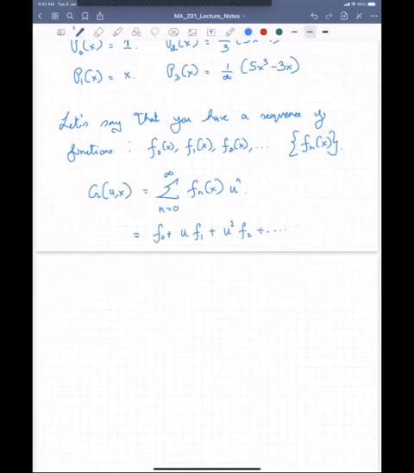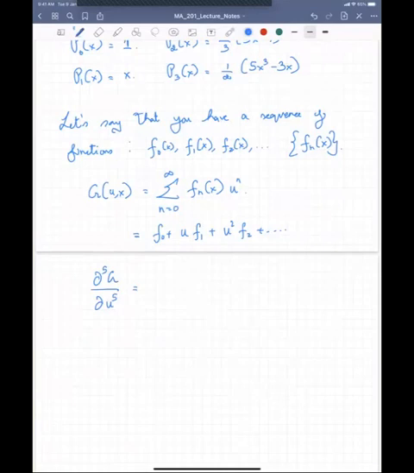Now, if I want to extract f5, for example, you might guess that there is an easy way to do this. I simply have to differentiate this with respect to u 5 times. If I differentiate this with respect to u 5 times, notice that everything with lower powers of u drops out automatically, because I cannot differentiate u times f1 5 times. So all the powers of u less than 5 drop out. Now all the powers of u greater than 5 remain.